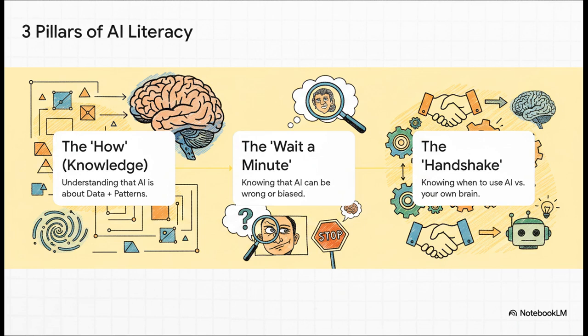First is the how, just knowing that AI is all about data and patterns. Second is the wait a minute pillar. That's the critical thinking piece. And third is the handshake, learning when to work with AI and when to trust your own brain.